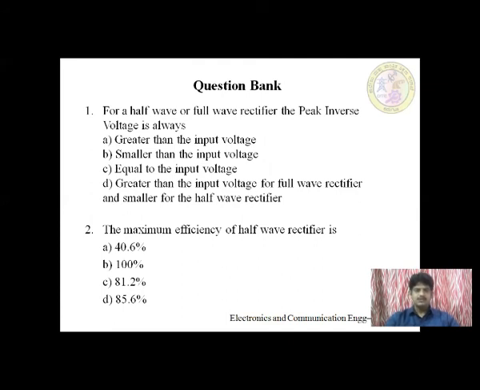Okay. So we solved some problems on this. The peak inverse voltage is equal to VM. So C is the correct answer, equal to the input voltage. But actually, it applies when the diode is connected in a reverse bias condition.